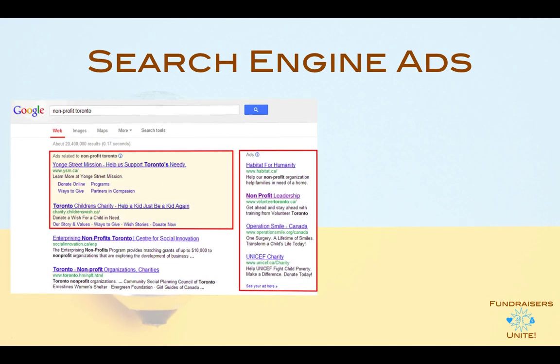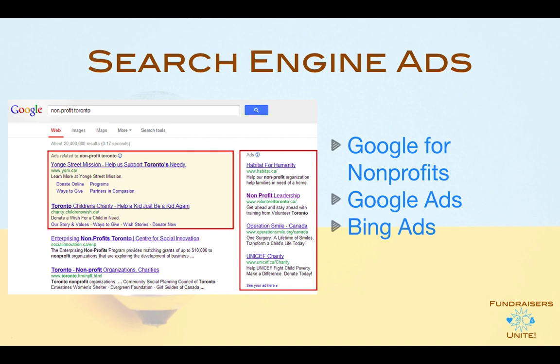All right, the next one is search engine ads. Three quick bullets here. I'll just say them and then I'll explain them: Google for Nonprofits, Google Ads, and Bing Ads. By now, most of you, if not all, are probably familiar with what a search engine ad is. It's called search engine marketing, or SEM. These are the ads that show up on Google or Bing when you're searching for something, and they pop up at the top of the search results. You can see an example here.